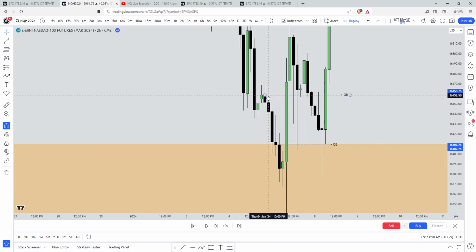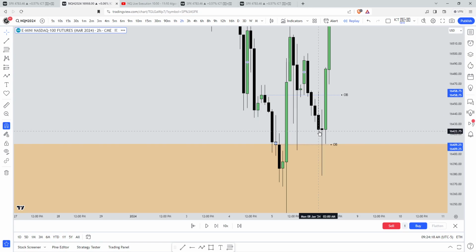Ideally, I'd want to see it respect the open of here. But if it doesn't, it can still respect the open of the lowest down close candle. So the entire range from this candle's high to this candle's low is the bullish order block. This is a sensitive point, the last down close candle. When price returns back to that, notice this big wick.